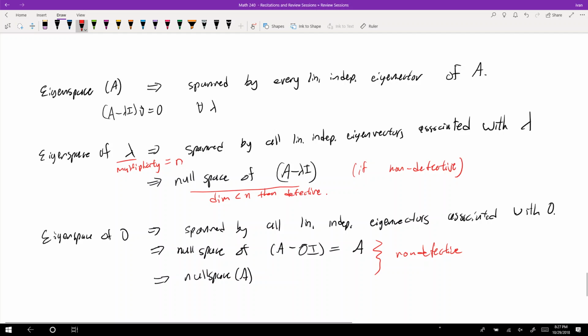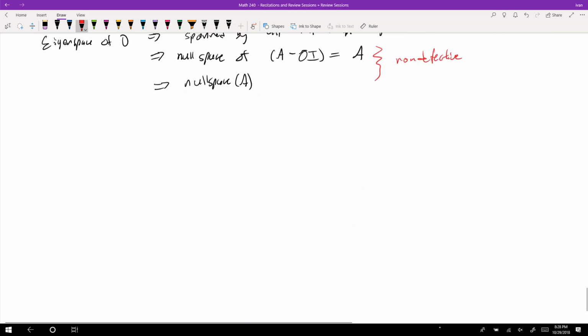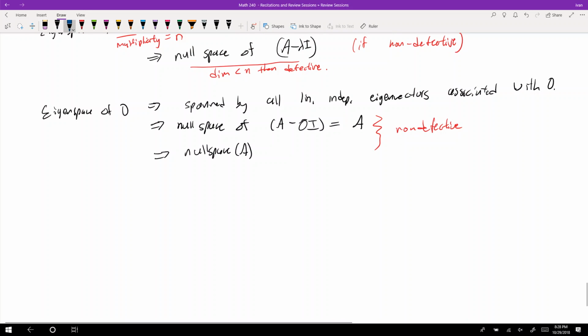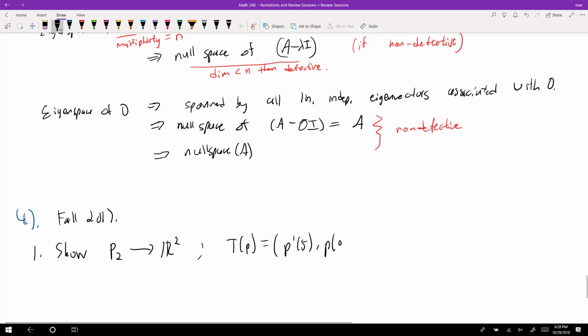Let's talk about linear transformations. So, great. Number 4 on the problem. This is from fall 2017. Okay, so it's the following. Show that T from P2 to R2, where T of p is equal to p prime at 5, comma p at 0, is a linear transformation. All right, do you remember how to do this?